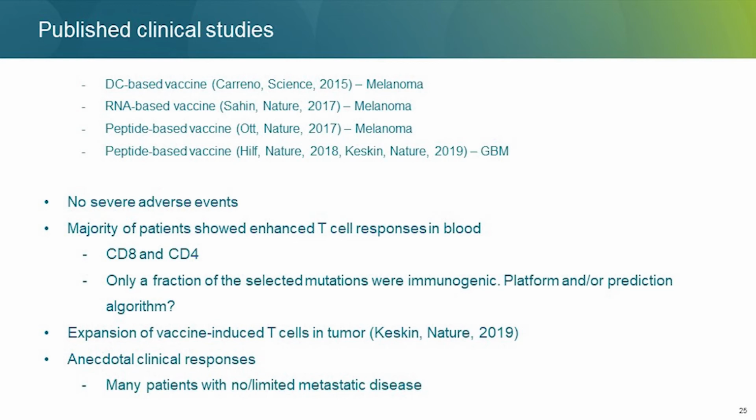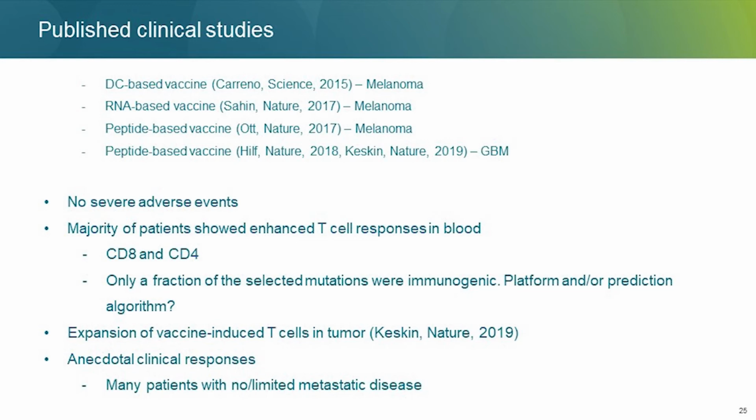These studies, the Keskin studies in 2019, showed that the vaccine induced expansion of the T cells at the tumor site. Either the activated T cells migrated to the tumor site, or there was local activation. But it's interesting to see that these T cells can reach the tumor. When it comes to clinical response, I think this is the data that are really missing. There are some anecdotal suggestions that these vaccines can be effective, but many of the patients that were treated had no or limited metastatic disease.